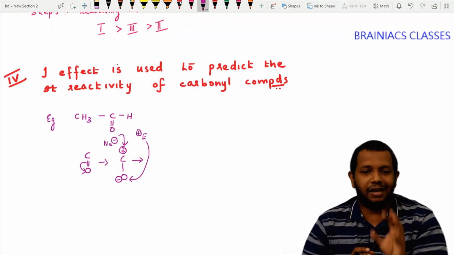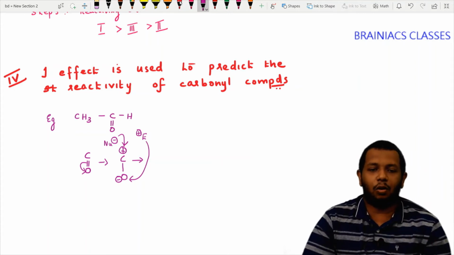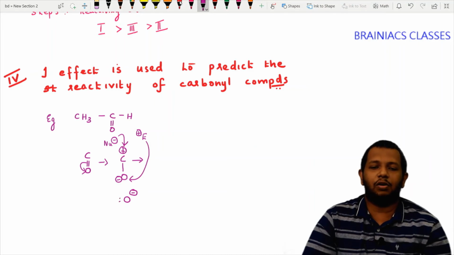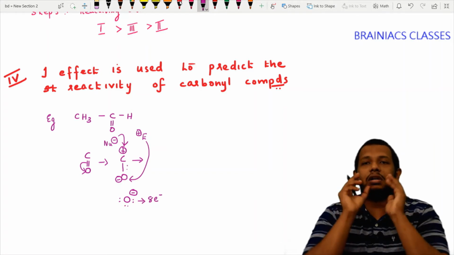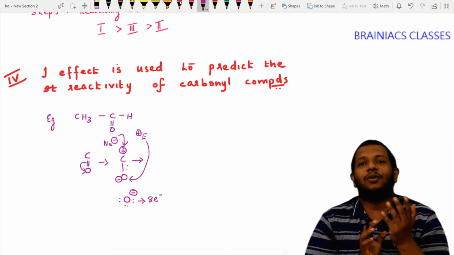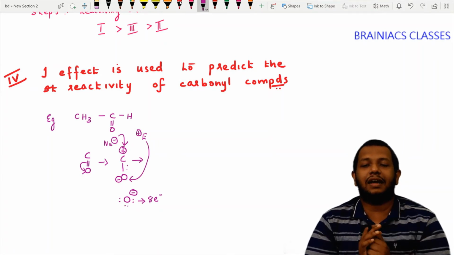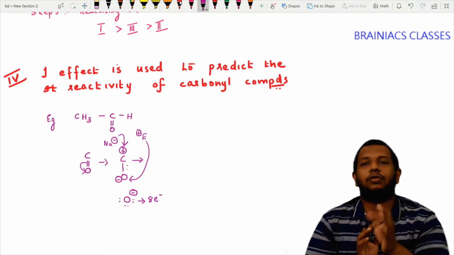Now please analyze this polarized carbonyl group one more time. You can see here oxygen is carrying a negative charge. We already know oxygen has 6 electrons. So when 2 electrons from this bond also come here, now it has 8 electrons. That means the octet of oxygen is almost full. So whether it will attract an electrophile, there is less chance. At this point oxygen is stable.